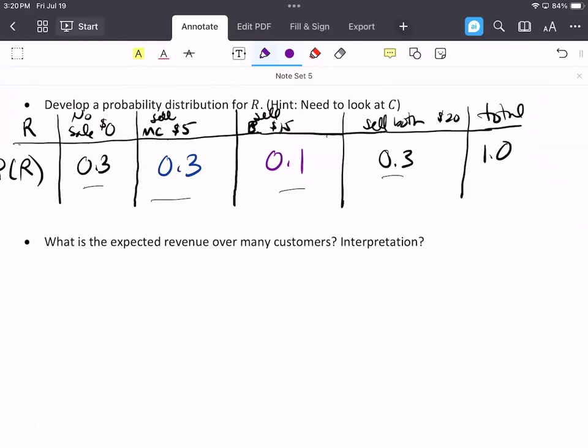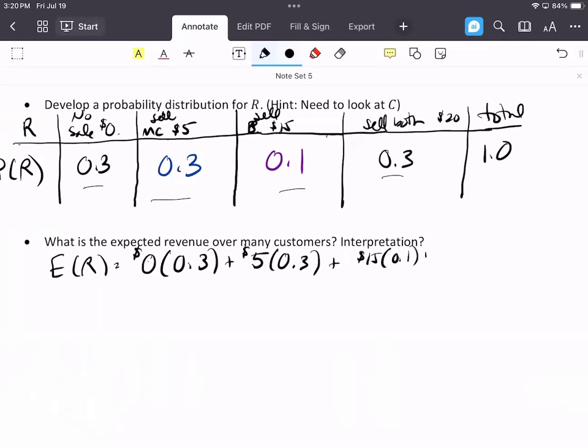So what would the expected revenue over many customers be, and what would the interpretation be? Hopefully you think, well, I'm going to take 0. So I would make, let's see, go back to black here. I'm going to make no money. Probability is 0.3. I'm going to make $5. I'll put little dollar signs just so we're clear here. Probability of 0.3. I make $15. Probability of 0.1. And I make $20. Probability of 0.3. And if I calculate that out, I get $9. So $9 is the expected revenue over many customers.